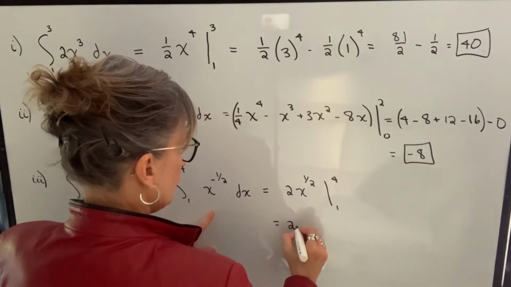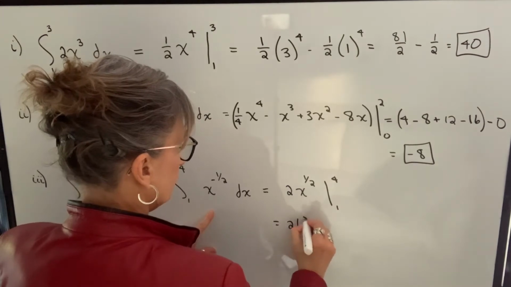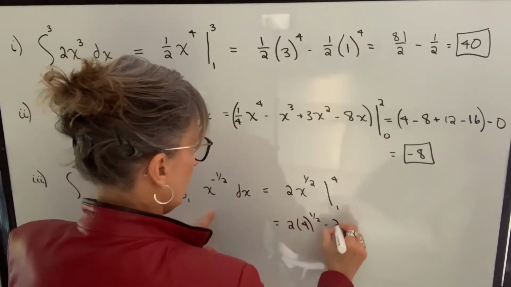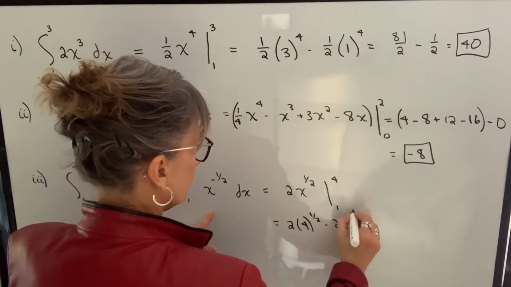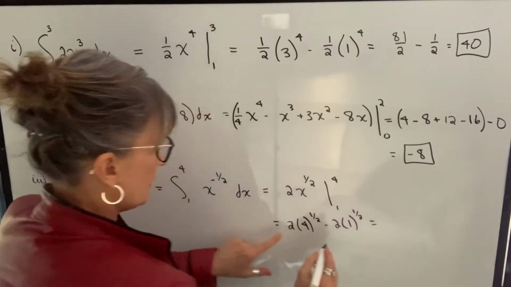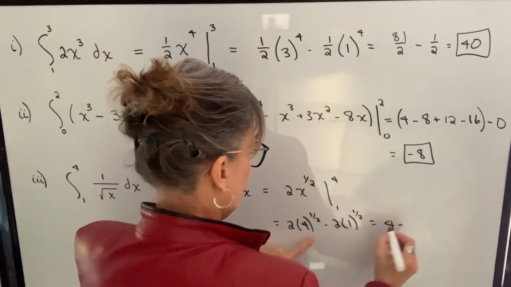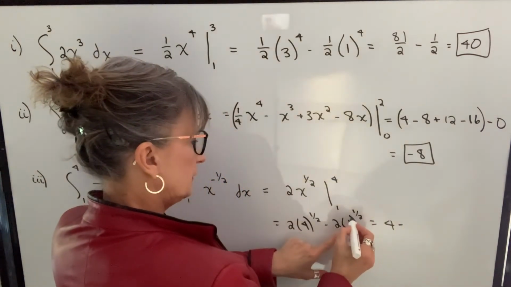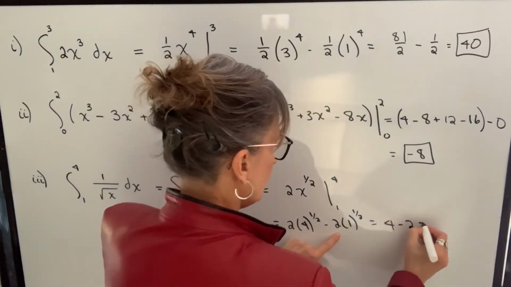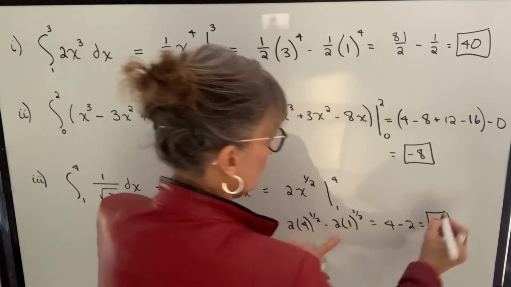So it will be 2 times 4 to the 1/2 minus 2 times 1 to the 1/2. Square root of 4 is 2. 2 times 2 is 4. Minus 1 to the 1/2 is 1 times 2 is 2. So my answer will be 2.